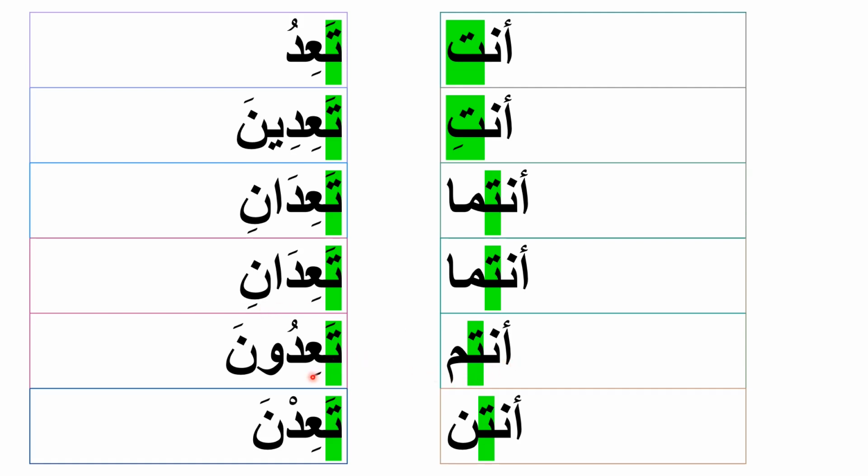أنتم تعدون. You promise. Masculine plural. أنتن تعدن. You promise. Feminine plural. The letter ta at the beginning of the verb is a prefix that indicates the verb is in the second person. It means you are talking to someone. You promise. As you notice, the prefix of the verb and the pronouns share the letter ta.